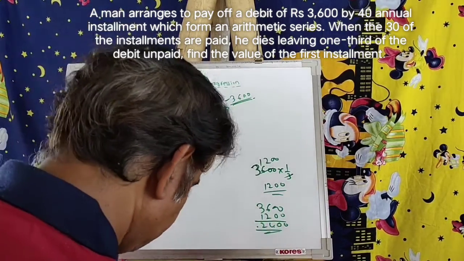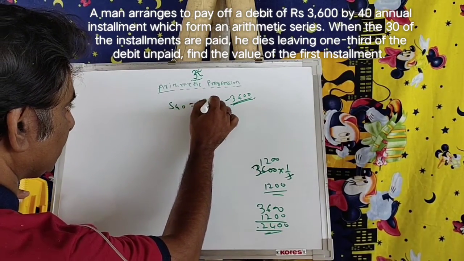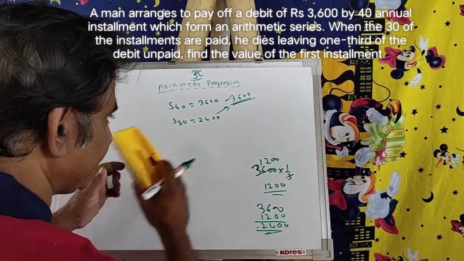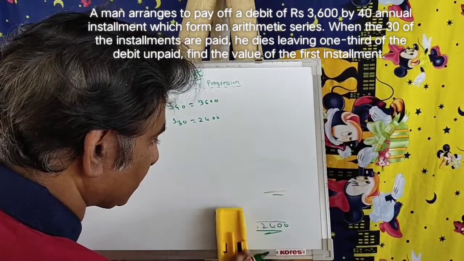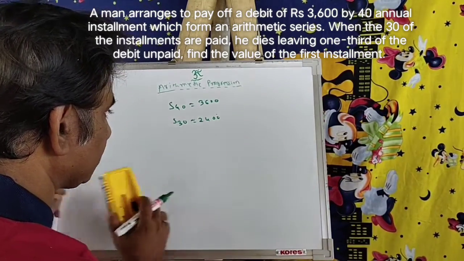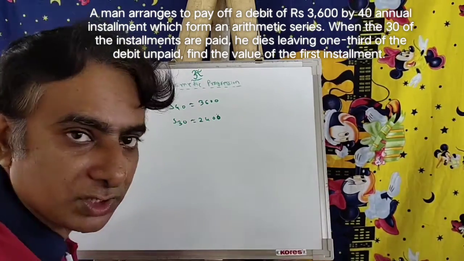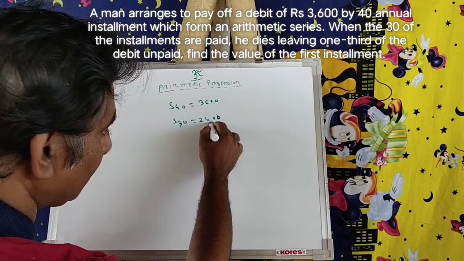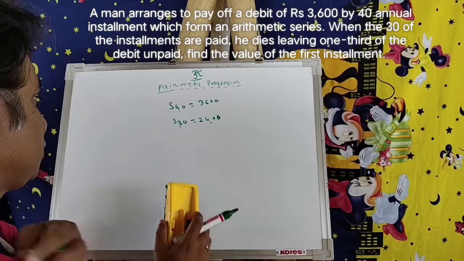Understood? So can I say S40 equal to 3,600 and S30 equal to 2,400? Understood my point? Since he has paid 30 installments and paid 2,400, that means S30, the summation of 30 installments, equals 2,400, and his plan was 40. So the summation of 40 installments was this.